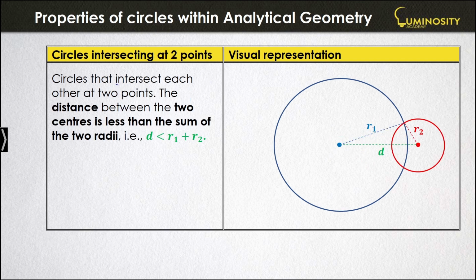Circles that intersect, so cut each other at 2 points, have a distance between the two centers that is less than the sum of the two radii. Let's see what we mean here. Here we have a circle in blue with a radius of R1 and a circle in red with a radius of R2. If they intersect each other at 2 points, then we can observe from their centers a radius length R1 at that common point of intersection, and a radius length of R2 at that point of intersection. Then the distance between those two centers is less than R1 plus R2.